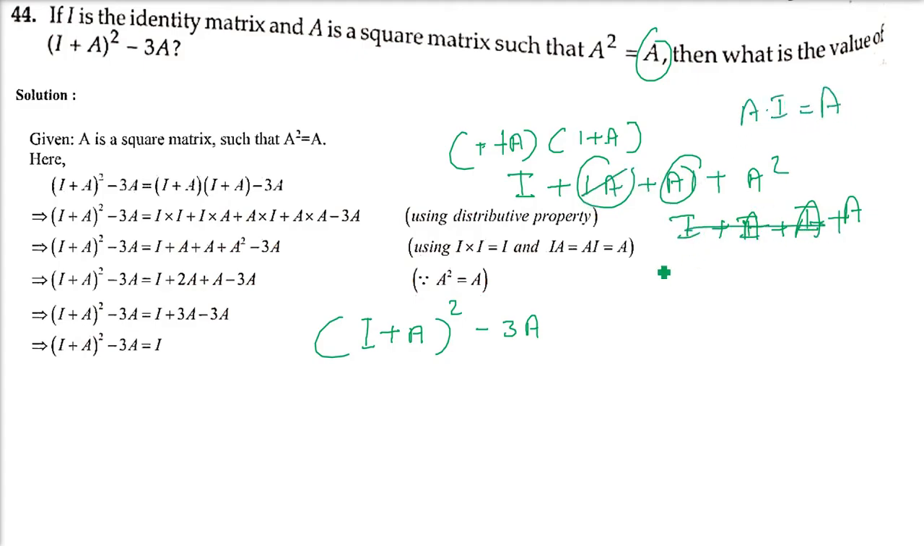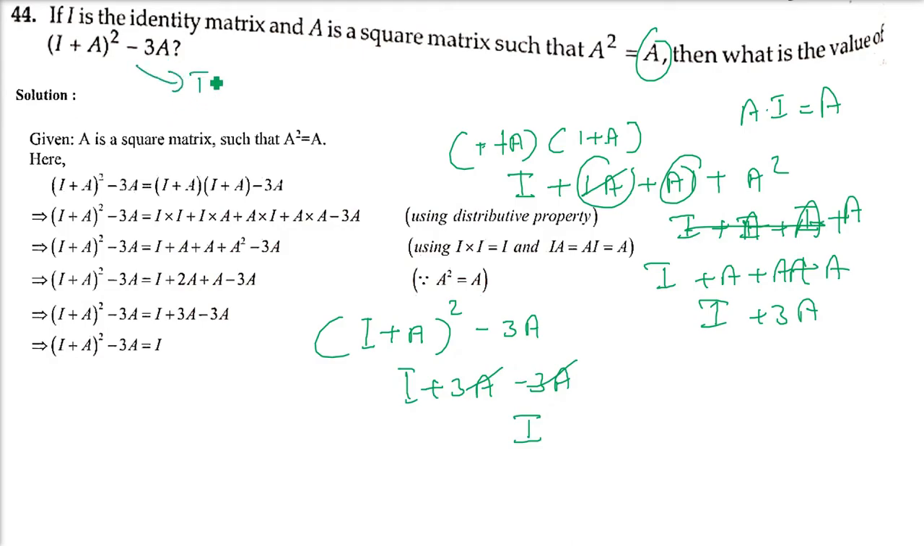So what do you get? I plus A plus A. A square is A. So what do you get? I plus 3A. Now I plus A whole square is I plus 3A. Then we have this minus 3A also. So 3A gets cancelled. You get I. This is your answer. This is the way you have to write. One by one, you have to write I square equal I. You have to write A into I is going to be A. Distributive property, etc.